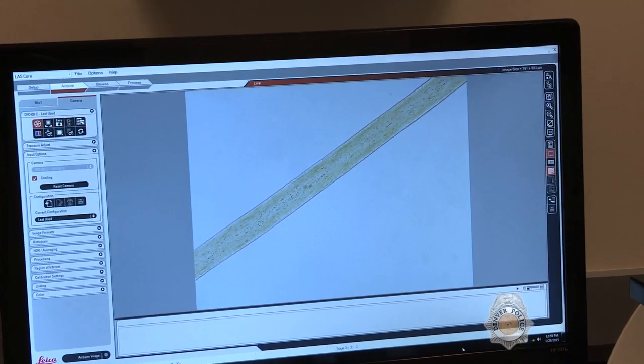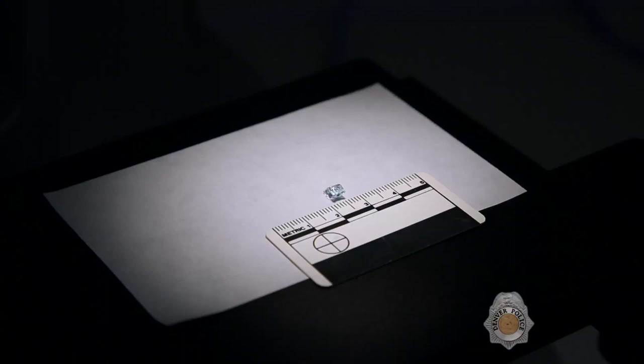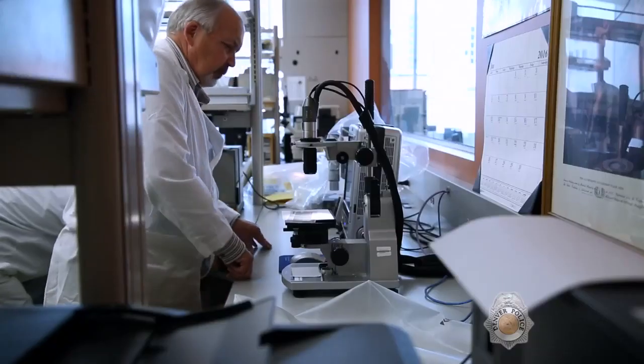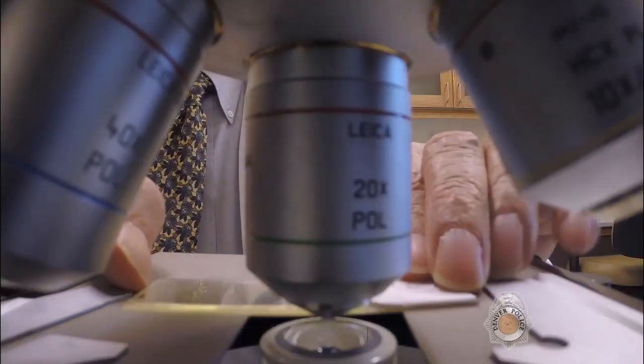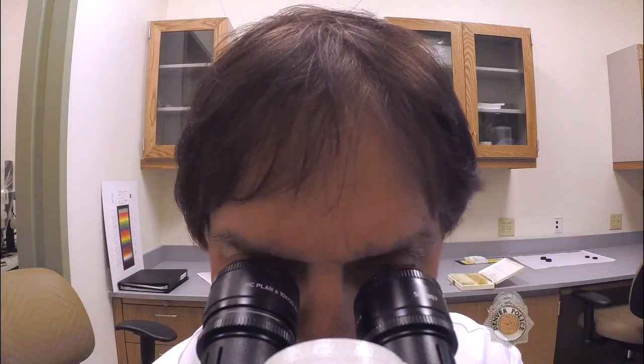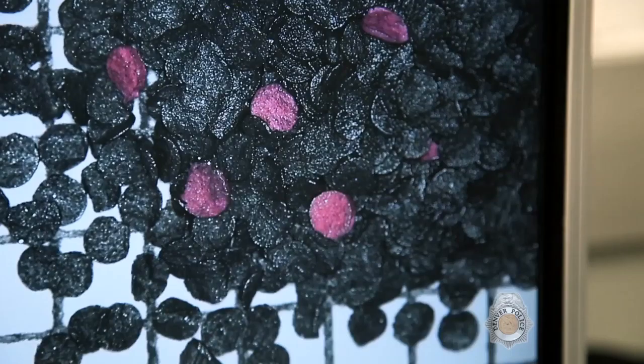Materials that are frequently recovered and examined include hairs, fibers, glass, paint, construction material, tape, cords, rope, wood, and plant material. The Trace Evidence Unit analyzes explosives and explosive residue.